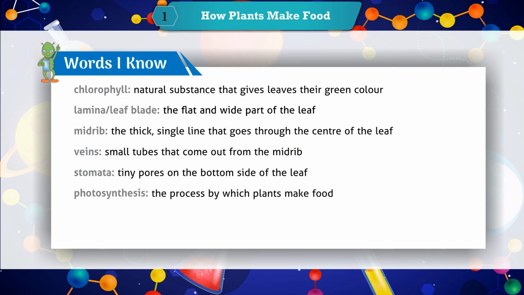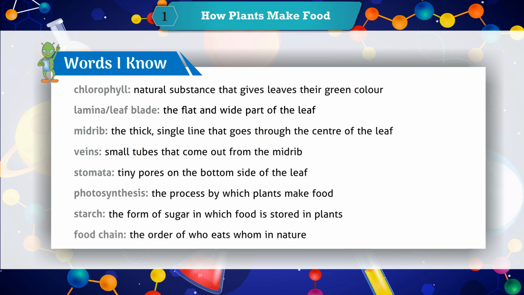Photosynthesis, the process by which plants make food. Starch, the form of sugar in which food is stored in plants. Food chain, the order of who eats whom in nature.